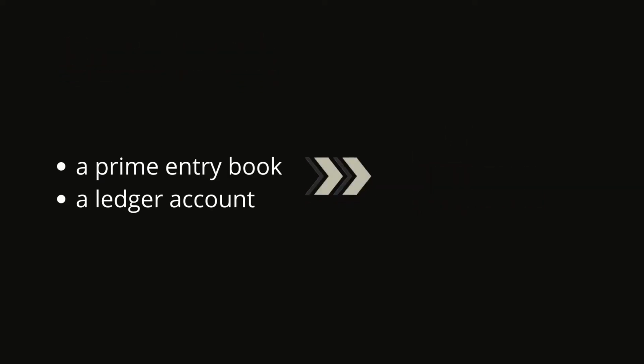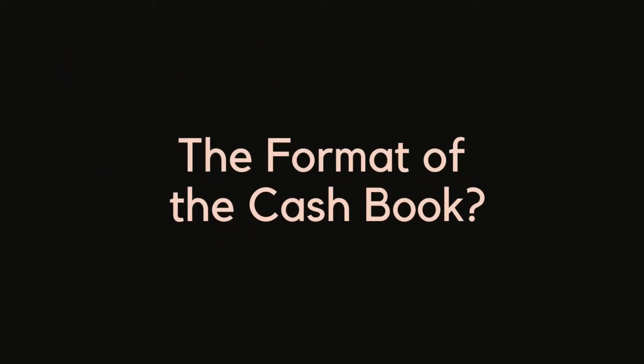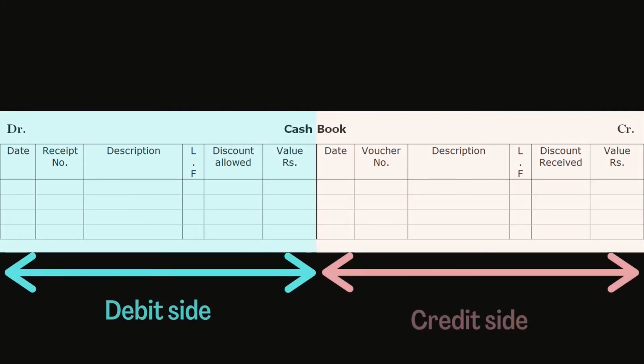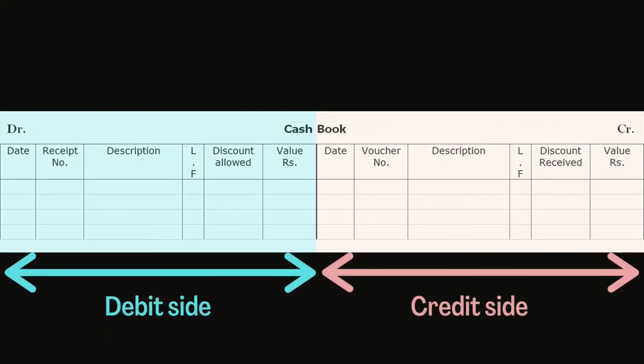Okay, now let's get to know about the format of the cash book. Since the cash book is a ledger account, it has a debit side and a credit side. The debit side is on the left side and the credit side is on the right side. There are 6 columns on each side.